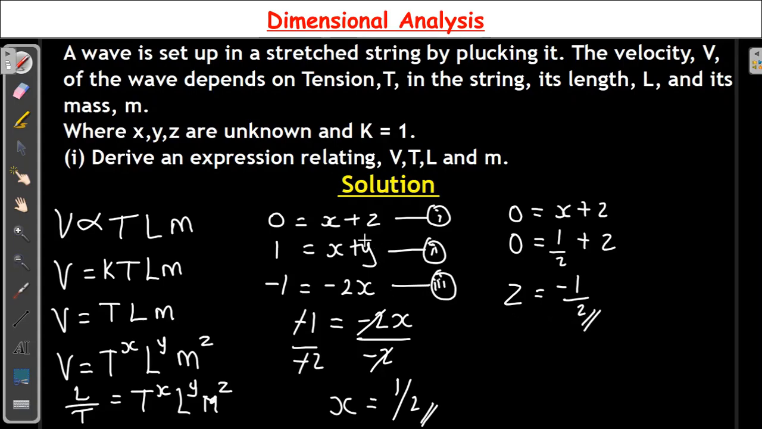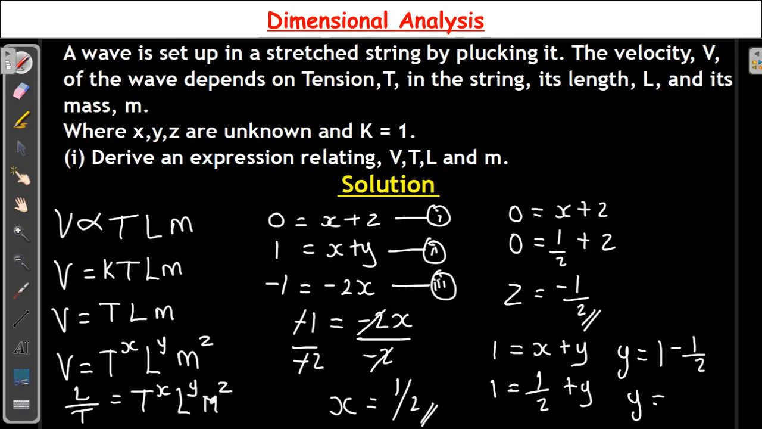The next thing is to get the value of y. To get the value of y, input the value of x as half into equation 2. So from equation 2, 1 is equal to x plus y. So 1 is equal to x, which is now half, plus y. Okay, so y is equal to, now half will cross over, you have 1 minus half. So y is equal to 1 minus half, which is plus half.